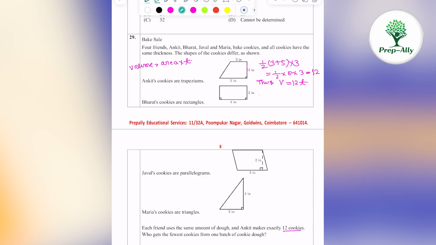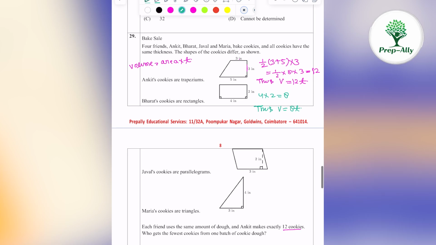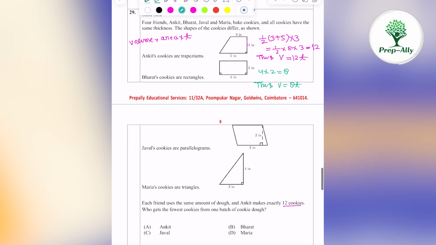Now for Bharat, this is a rectangle, so the area is 4 into 2, which is 8 units. But for the cookies we have to find the volume, so the volume is equal to 8 into T. Now Javal's cookies are parallelograms. For a parallelogram the area is base into height, so here we get 3 into 2, which is 6 units. And the volume of the cookie is 6 into T.